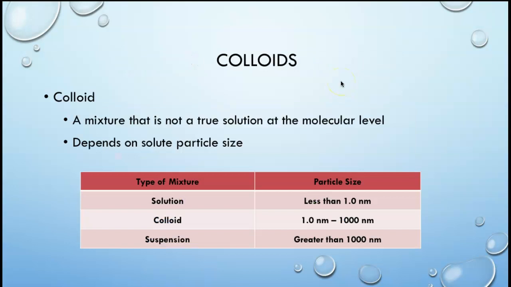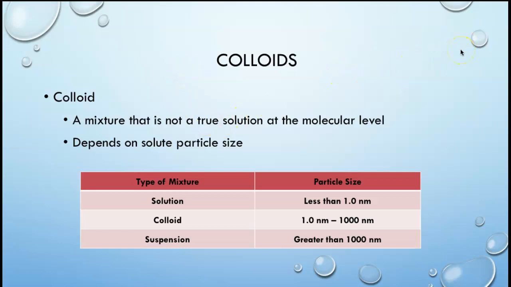So the last thing that we're going to do in this chapter, and this is only a couple of slides, is we're going to look at some mixtures that look like solutions but aren't really true solutions. Because remember, a solution is something that's homogeneous at the molecular level. And there are mixtures that exist that are not homogeneous at the molecular level, but to the eye level, they look like solutions. And they are called colloids.